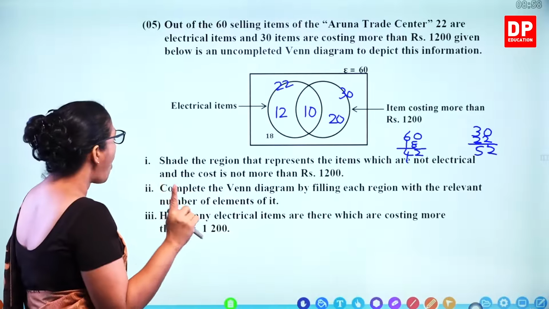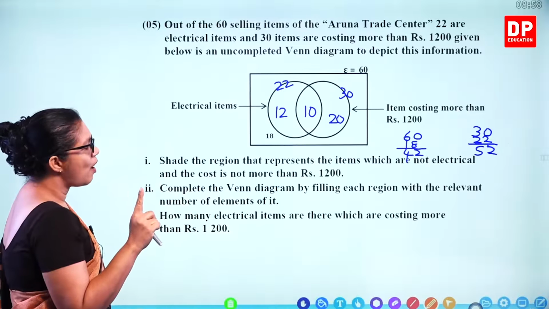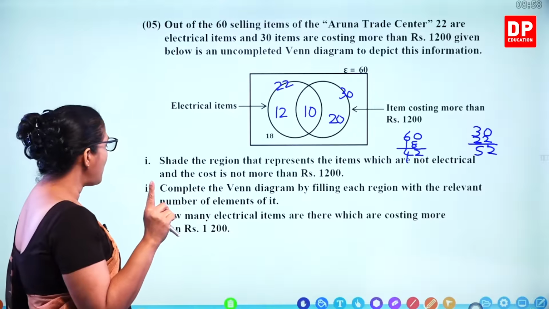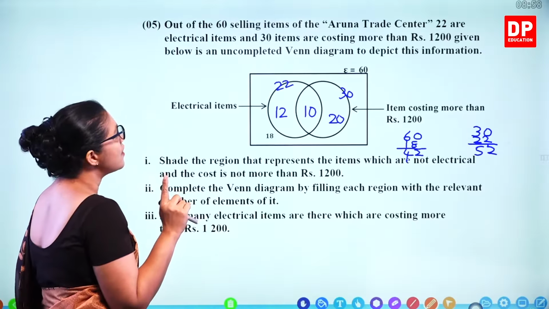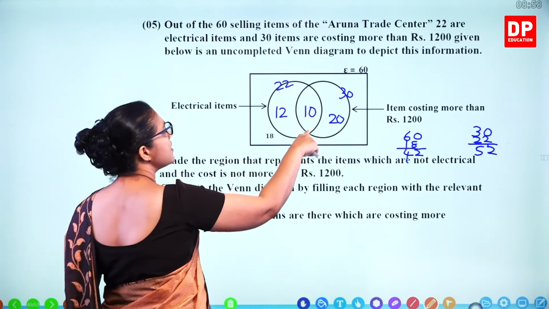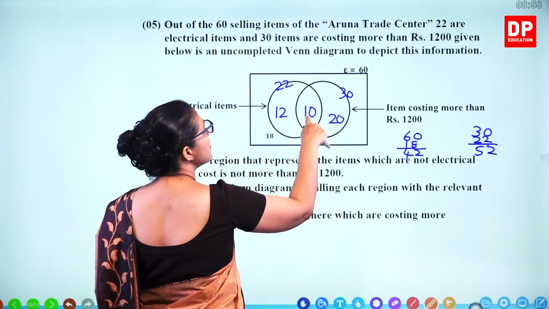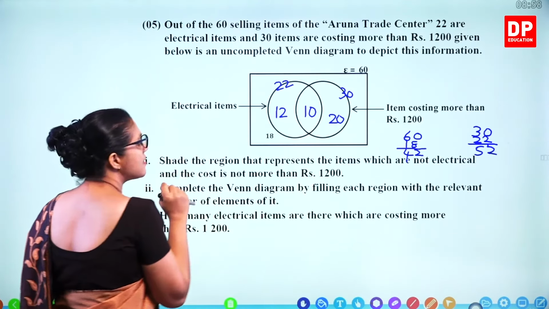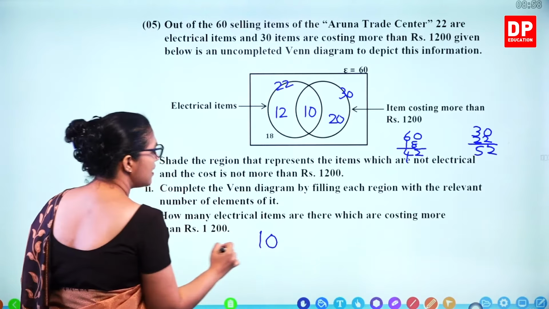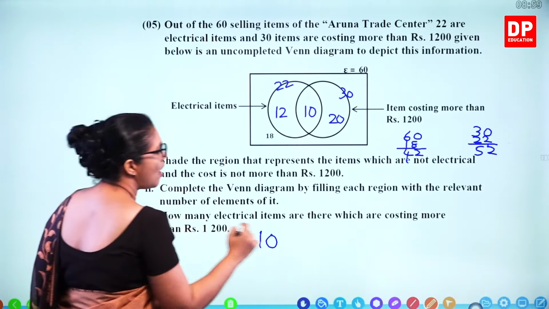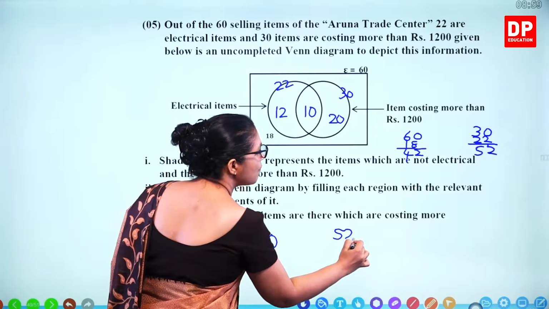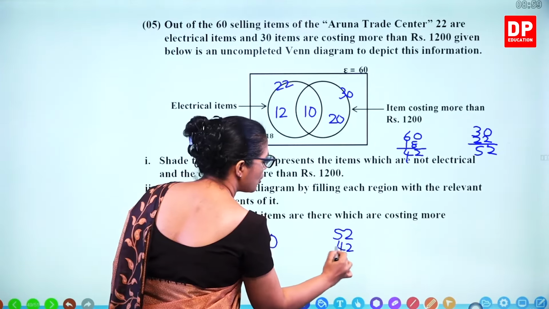And it says how many electrical items are there which are costing more than 1200. Electrical items that are inside this. That's 10. That's the value 10. How did we get that? 52 minus 42.